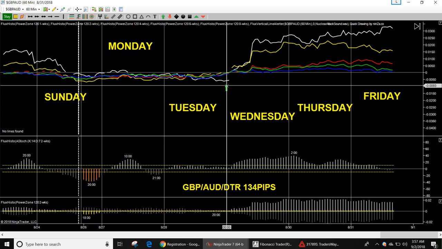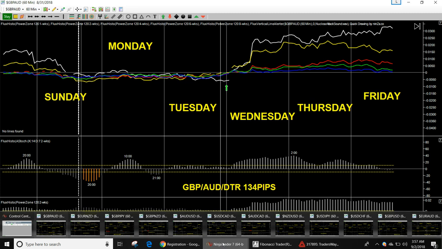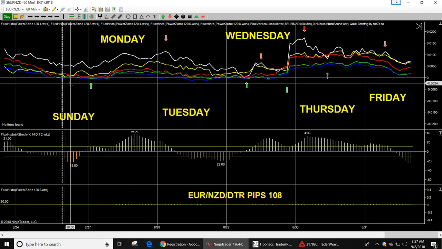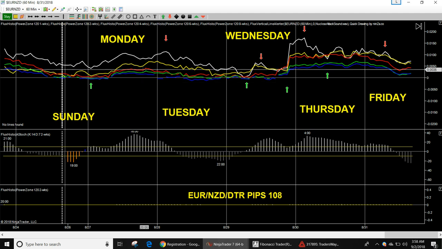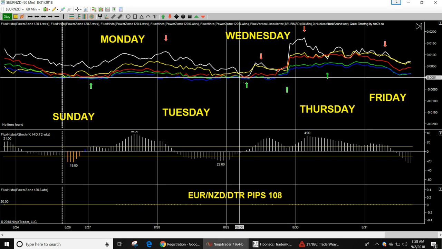12 a.m. on Wednesday. Look for a move up on the pound Australian dollar. It's an up move. Euro New Zealand's got a couple more signals. You got Euro New Zealand coming in here. You got a buy marker here at 1 a.m. in the morning. And then you also have a sell marker here at 3 a.m. on Tuesday. Down into Wednesday.